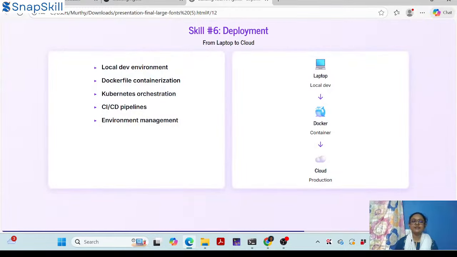And the next one is deployment. So all these things I'm going to implement on my laptop, I'm going to get the result. But that is not the real scenario, right?